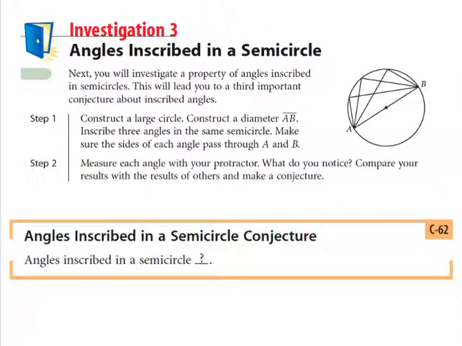Investigation 3 that you got done doing: angles inscribed in a semicircle. What did you find out about those? They measure 90 degrees, they are right angles. Or if you had this, you could put measure 90 degrees. And that should make sense because half of 180 is 90.